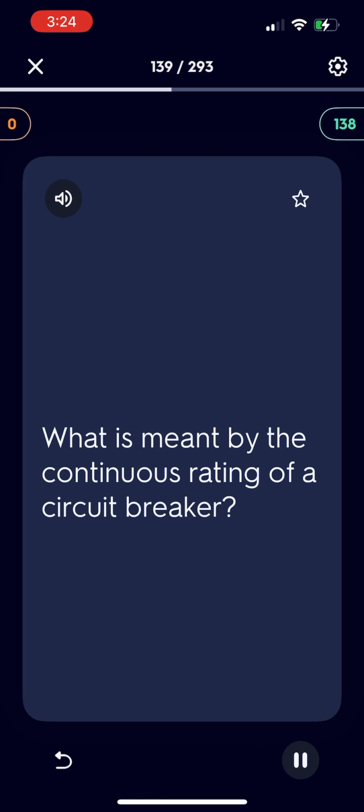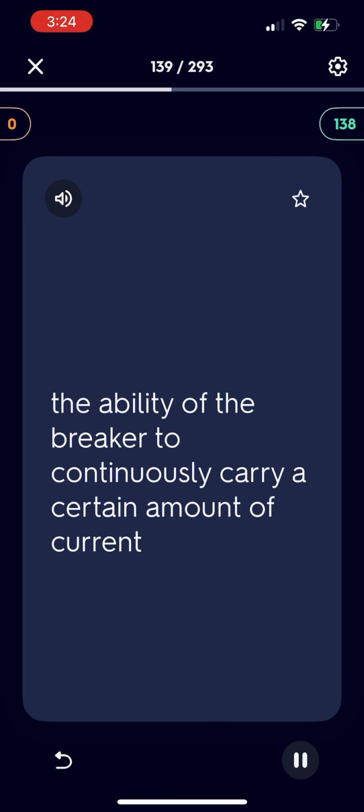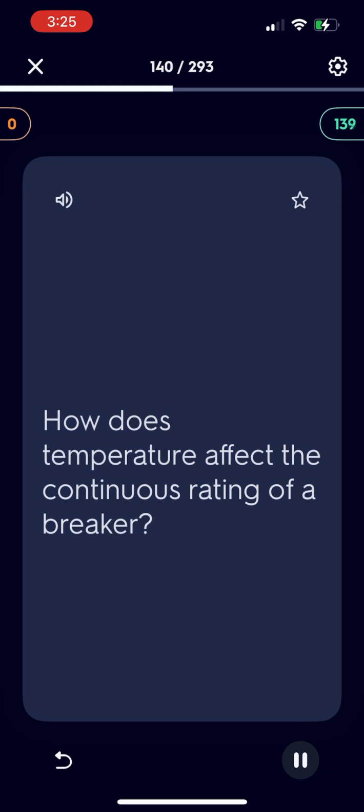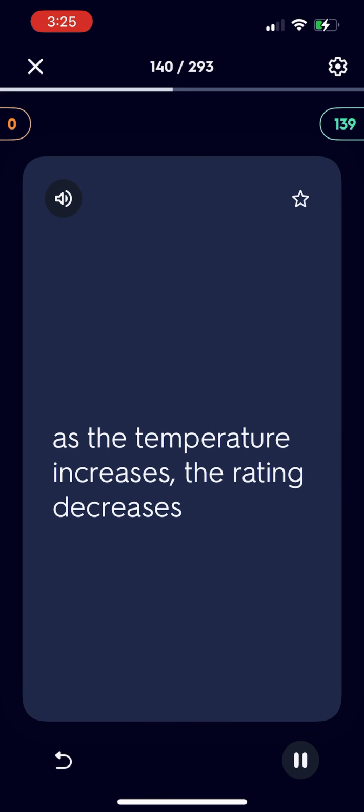What is meant by the continuous rating of a circuit breaker? The ability of the breaker to continuously carry a certain amount of current. How does temperature affect the continuous rating of a breaker? As the temperature increases, the rating decreases.